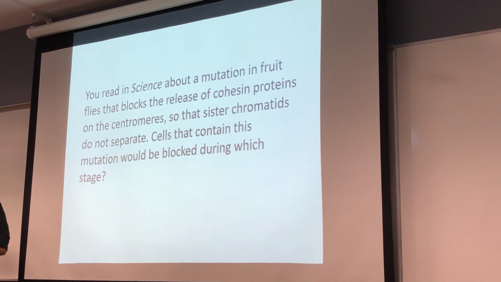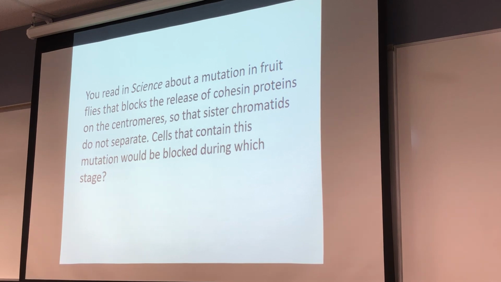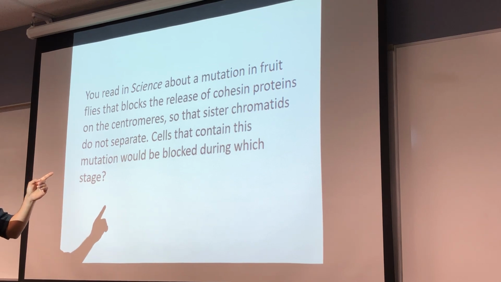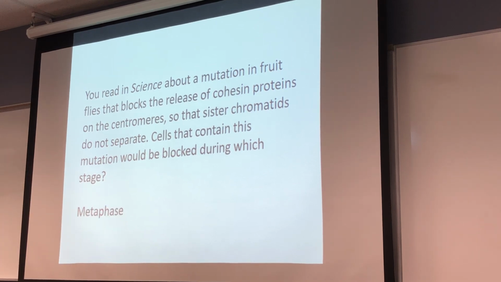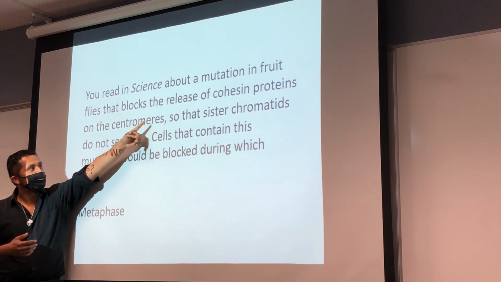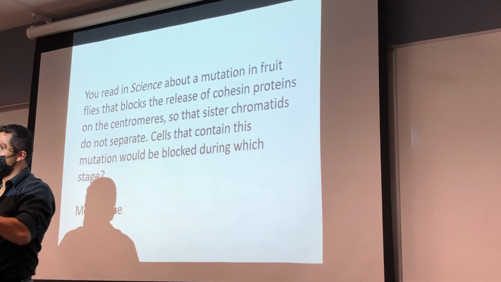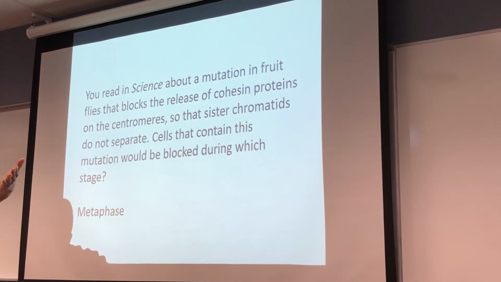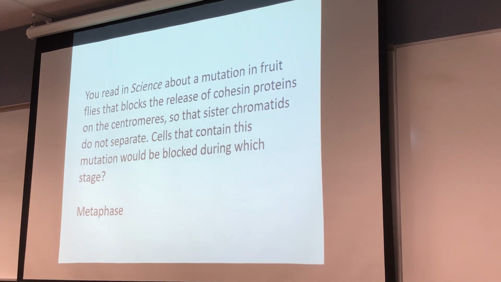Cells that contain this mutation will be blocked during which stage? During which stage does this happen? So they cannot move to the phase somebody mentioned, anaphase. They cannot move to anaphase. So in which stage are they blocked? Metaphase, yes. That is metaphase. They cannot move to anaphase because cohesin is still joining the sister chromatids. They cannot separate, right? So they're stuck at metaphase.